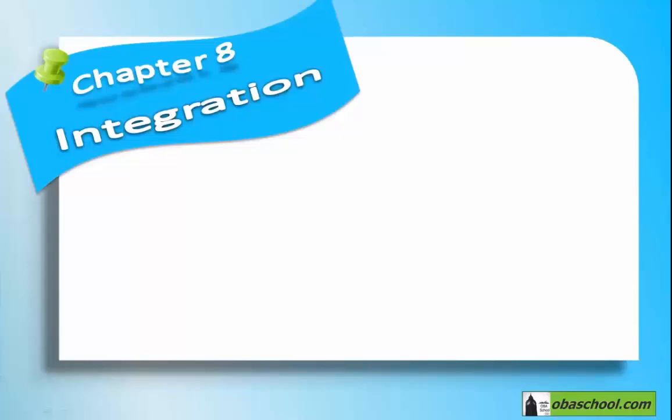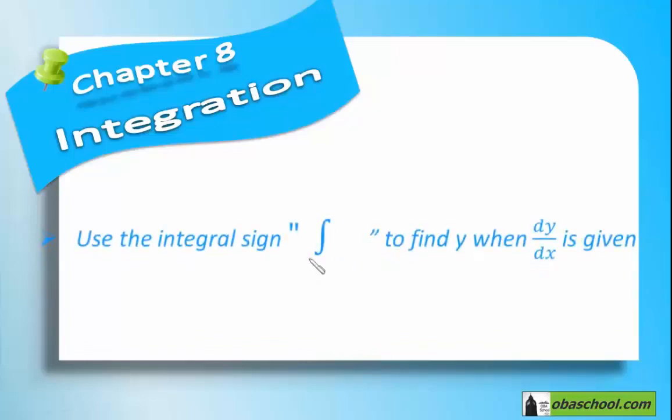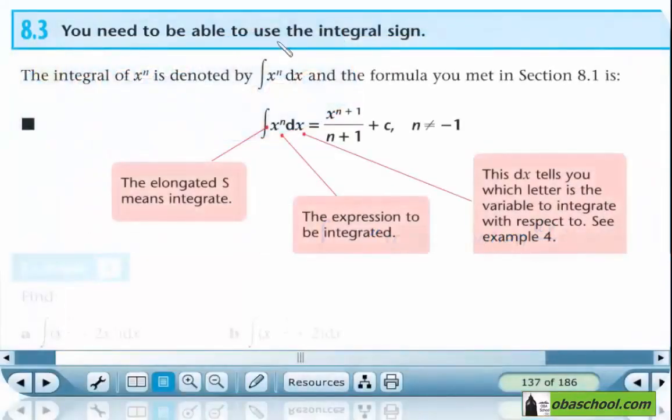For section 8.3, we are going to learn the mathematical way to represent integration using symbols. The symbol that we usually use to represent integration is the elongated S, the integral sign, used to find y when dy by dx is given. The description of this objective is on page 137.